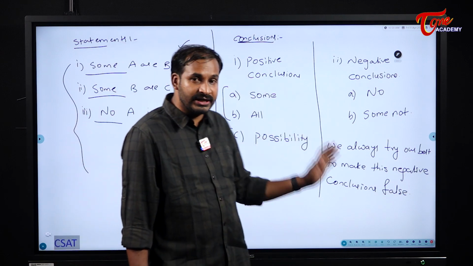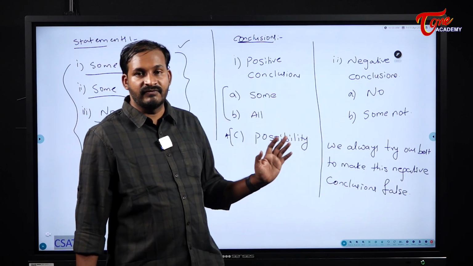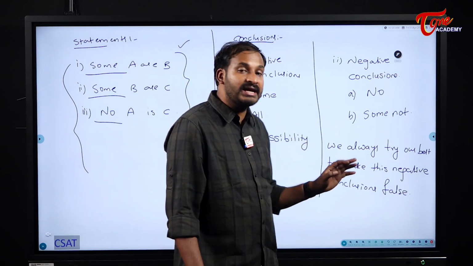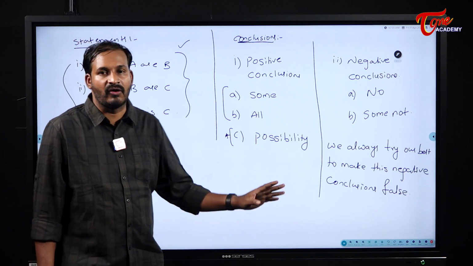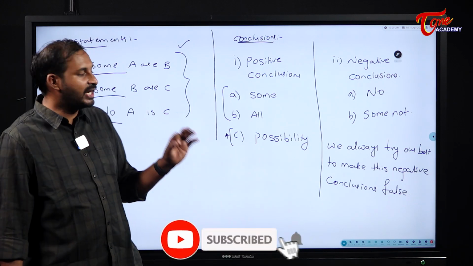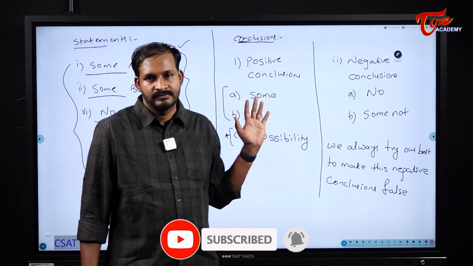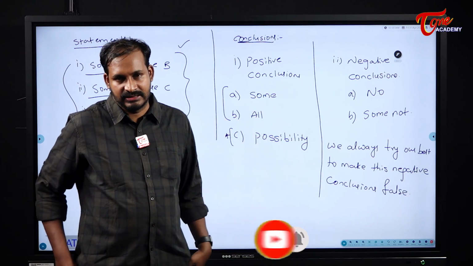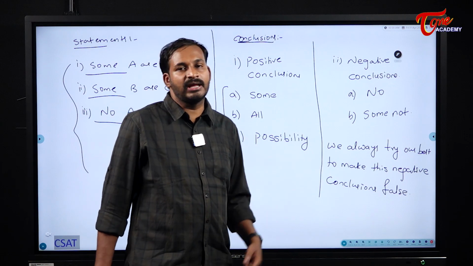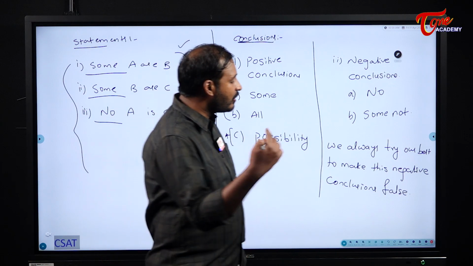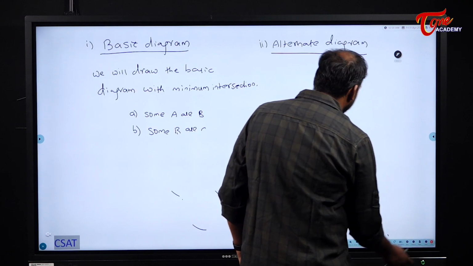But in case of negative conclusions, we always try our best. We always try our best to make them false. At any cost, we will try to make them false. How will we make them false, sir? See, sometimes these negative conclusions will become true in the basic diagram. Then we will draw an alternate diagram and then we will try to make them false.